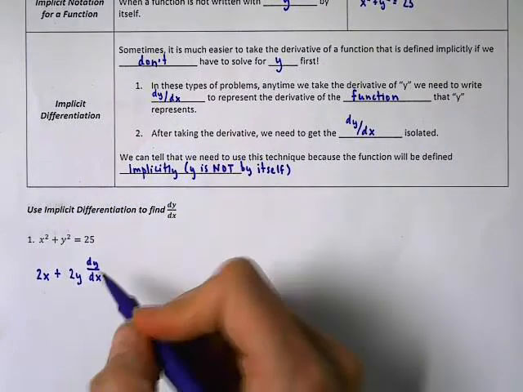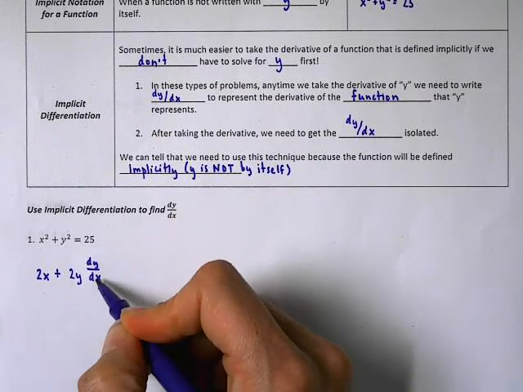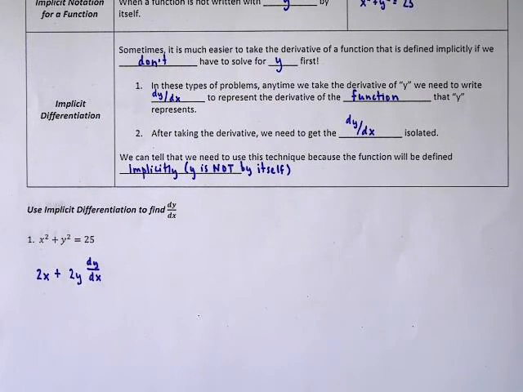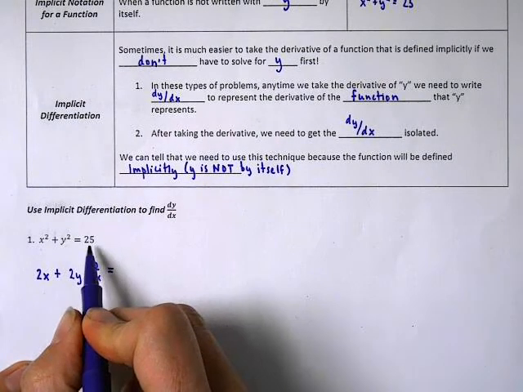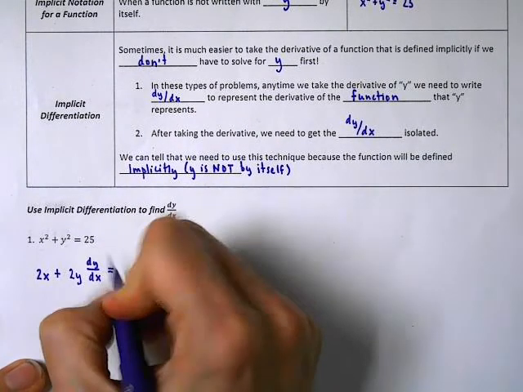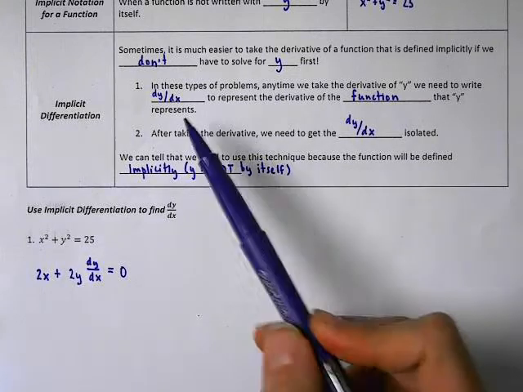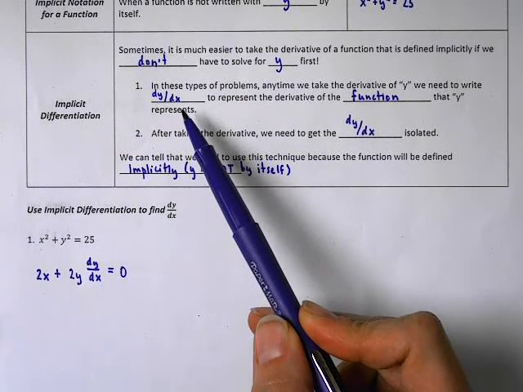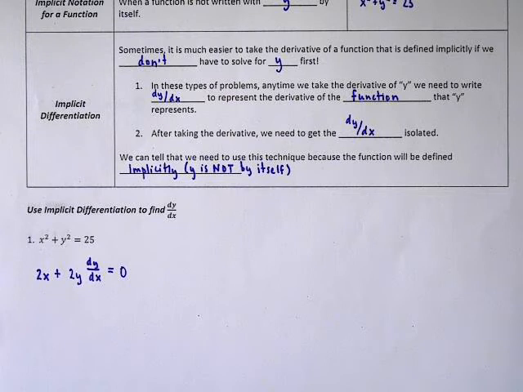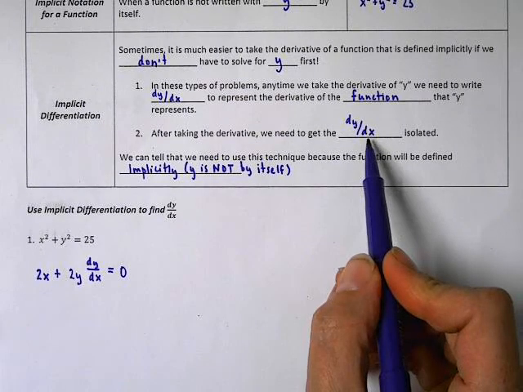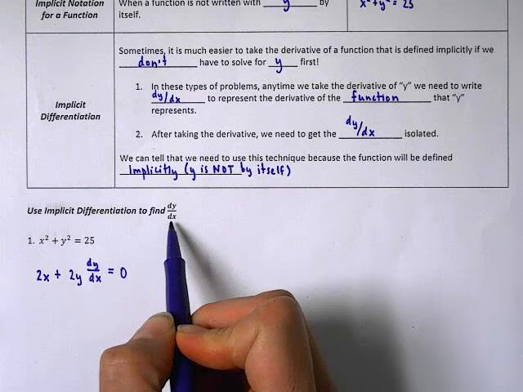Because again, this represents taking the derivative of the function represented by y. Now I'm going to do equal, and I'm going to take the derivative of the right side. Since that's a constant, its derivative is 0. So that was really step one. Taking the derivative, writing dy/dx when we take the derivative of y. Now our next goal is to get the dy/dx by itself, because that's what we're trying to find here.